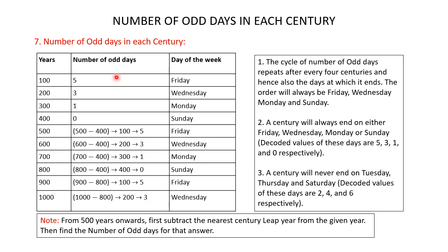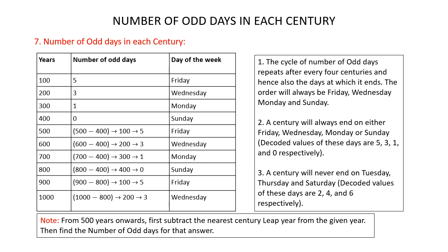Now when you look at this table, you will see that the cycle of number of odd days repeats after every 4 centuries. As you can see here, in the first 4 centuries, the number of odd days is 5, 3, 1 and 0 respectively. And for the next 4 centuries, again, the number of odd days are 5, 3, 1 and 0. And for the next 4 centuries, again it is 5, 3, 1, 0. As you can see, the cycle of number of odd days repeats after every 4 centuries.